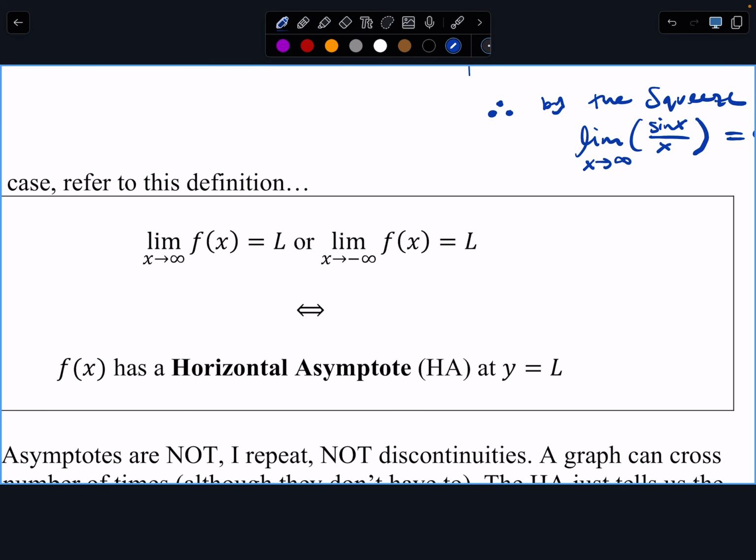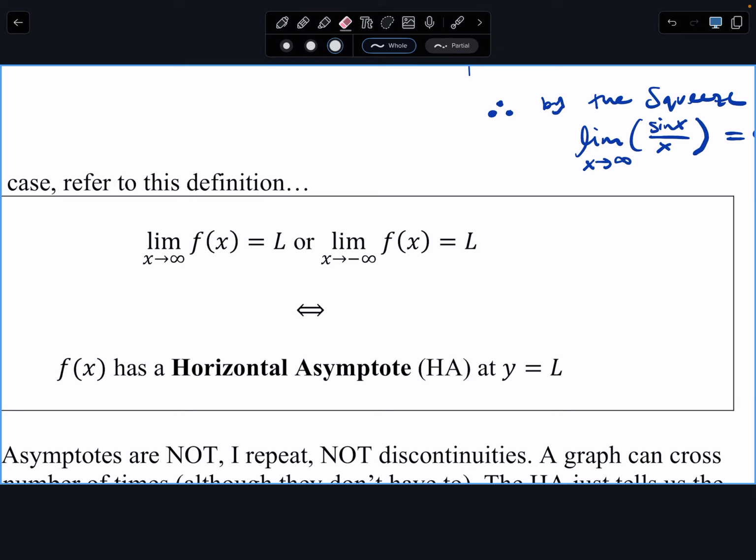We last year had kind of referenced this definition, but we didn't have limit notation. So what this statement says is basically if this is true, then this is true, and it goes the other direction too. If as x approaches either positive infinity or negative infinity, you get a limit, like the limit exists, then you can say that the function has a horizontal asymptote at y equals L.